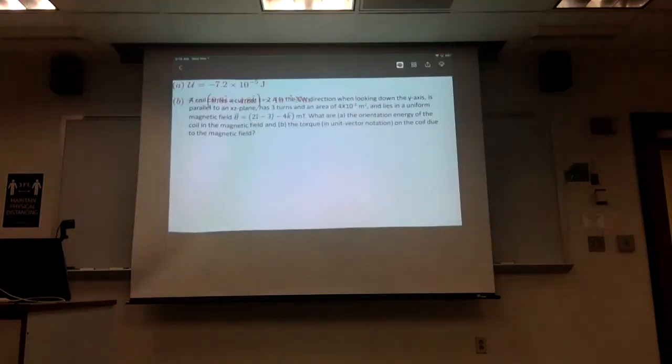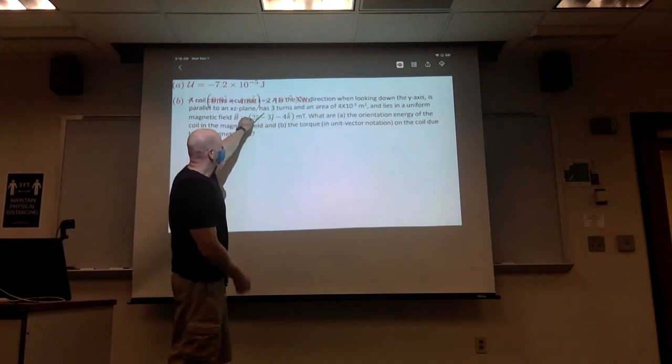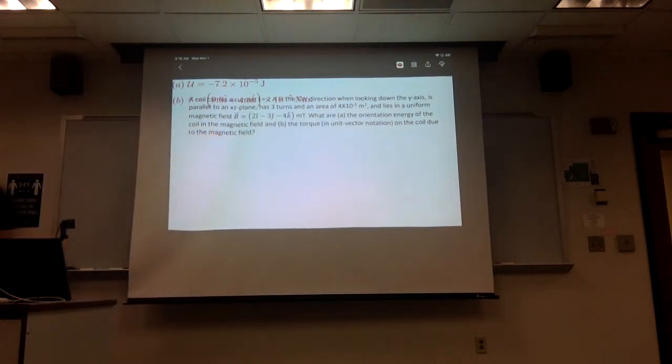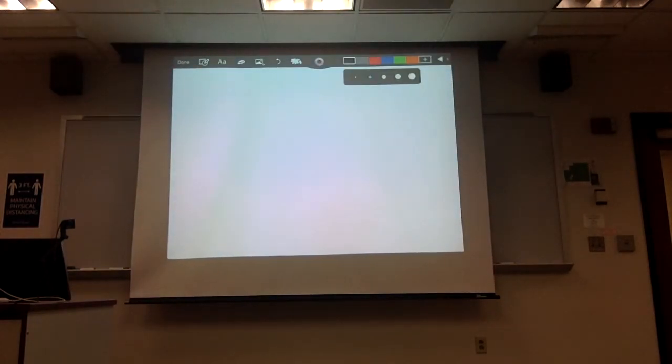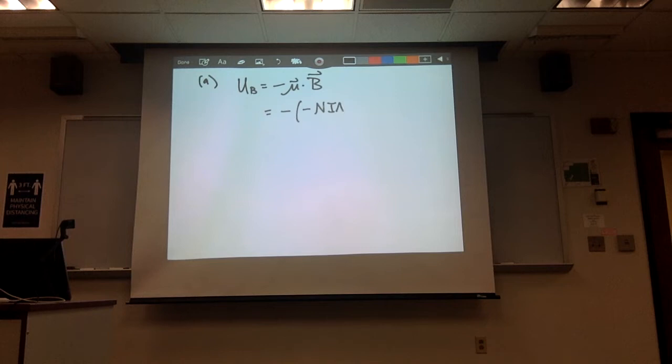So let's go back to our question. It says here it has 3 turns, so n is equal to 3. Good. For this, all we want to do is take our dot products and our cross products. For A, what is the magnetic energy? Well, it's equal to negative the magnetic moment dotted with the magnetic field. So this is a negative of a negative n times I times A in the j hat direction, dotted with Bx in the i hat direction plus By in the j hat direction plus Bz in the k hat direction.